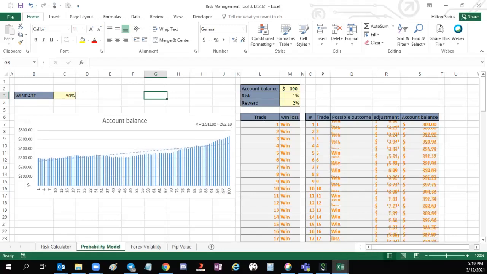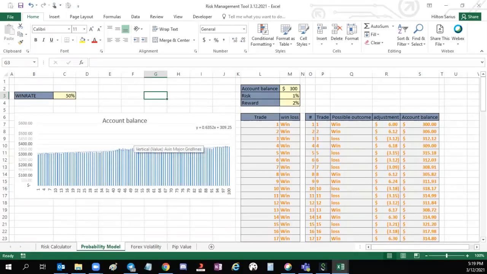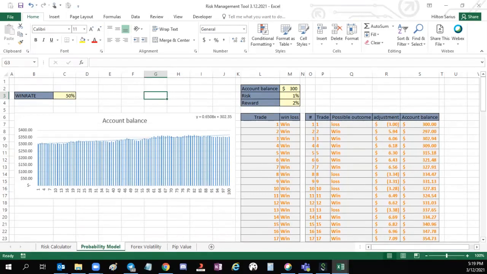Right, so at 50%, I could just keep regenerating this and it would show this is the probability.